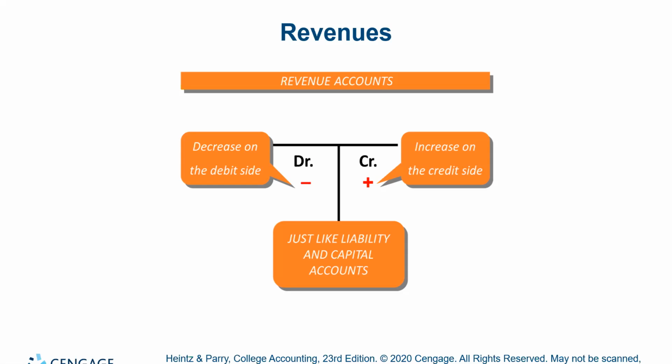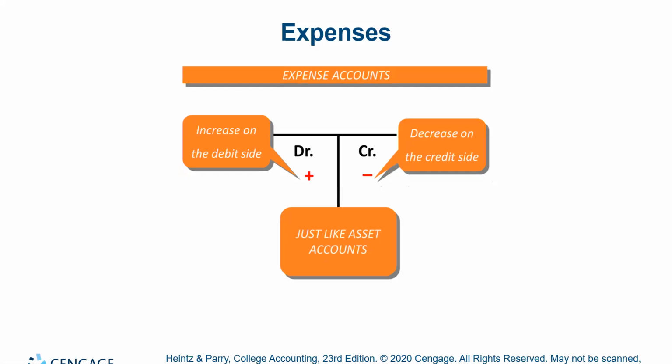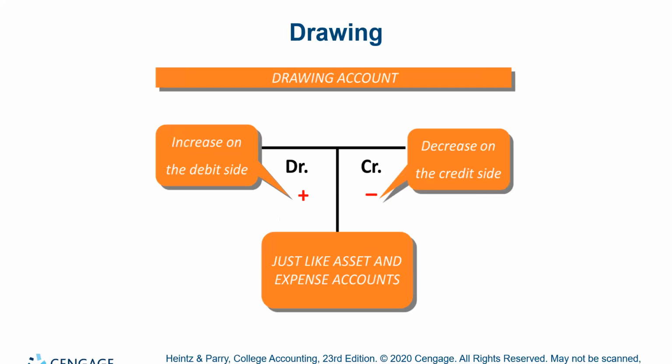Well, if sales and revenues have a normal credit balance, expenses have a normal debit balance. They increase on the debit side. Expenses increase with a debit, decrease with a credit. So far, assets and expenses are the same. Assets and expenses have debit balances, liabilities and capital and revenue have the opposite.